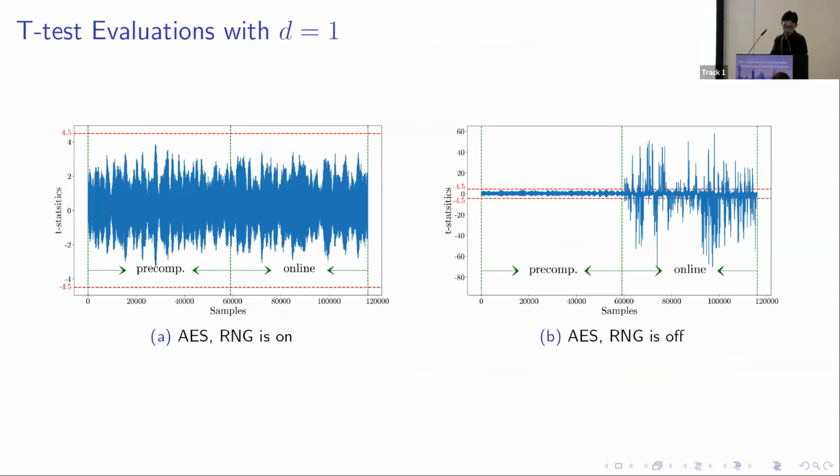We also provide t-test results. There does not exist any first-order leakage with d equals 1. The phases of pre-computation and online computation are marked in the figures. Even if the randomness is off, the pre-computation phase has no leakage. It is because the secret variables are refreshed and the variables in this phase are all independent of them.